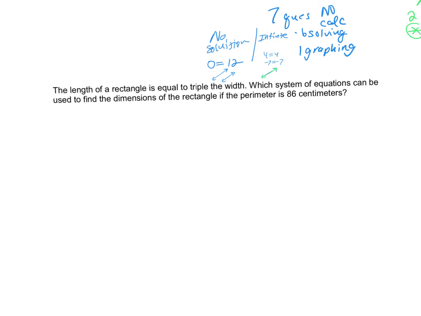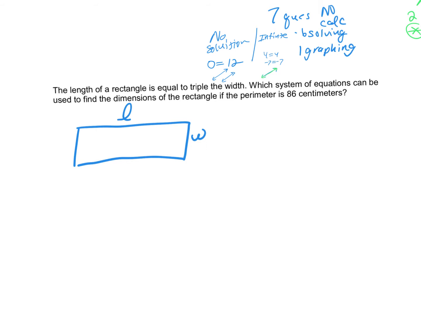A lot of you just got lost reading that. The first sentence says the length of a rectangle. Draw one. We all know what a rectangle is. Go ahead and label. This is the length and this is the width. The longer side is the length. The shorter side is the width, correct? You guys agree?